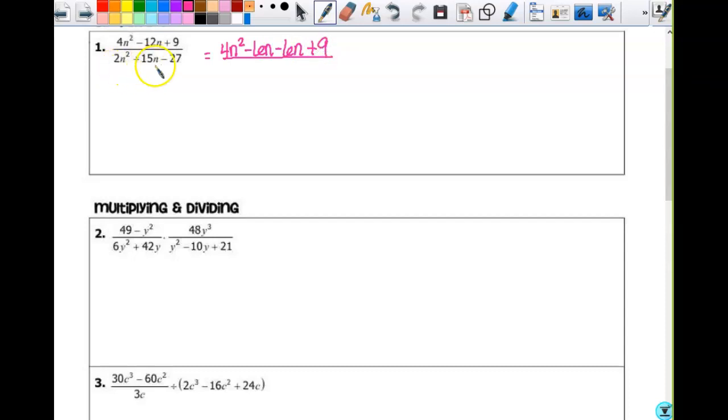The denominator, no GCF there either. So I'm going to multiply 2 times 27, which is 54. So I need 2 numbers that are going to multiply to give me 54. And since this is negative, they're going to have to subtract to give me 15. 9 and 6. 9 and 6 add to give me 15, but they're going to have to subtract, right?